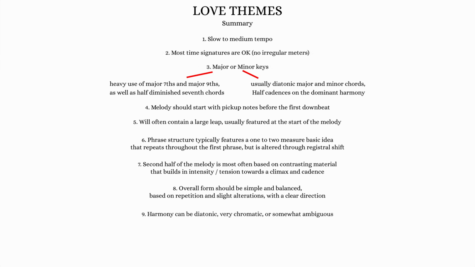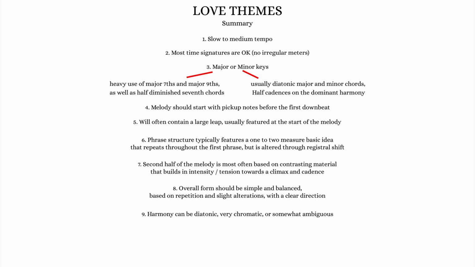Number 9, the harmony underneath the melody can be diatonic, chromatic, or even somewhat ambiguous in the case of Wagner and Hermann. Harmonies featuring diatonic chords often include extended harmonies like 7th, 9th, and 13th chords, which can often blur the lines between styles, like between classical and jazz.